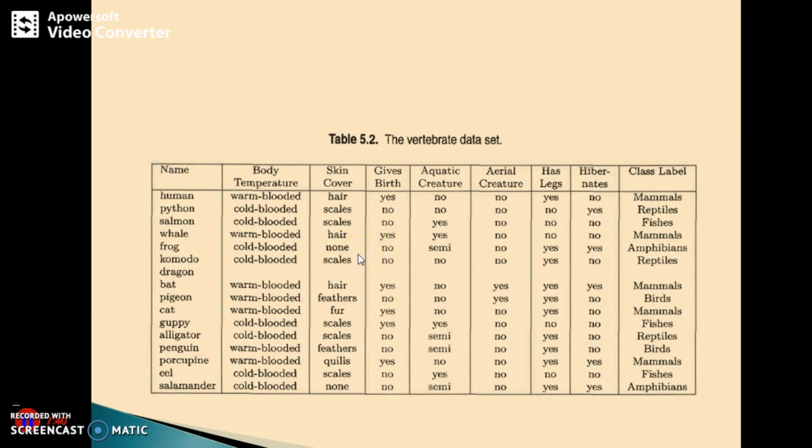What is the rule saying? If body temperature is warm-blooded, and aquatic creature is equal to yes, then it says that it is non-mammal. We'll see. Warm-blooded, aquatic creature is yes. Okay, it is saying that it is mammal. So my rule is saying it is non-mammal, right? Warm-blooded, aquatic creature no. Warm-blooded, semi, no. I don't have any record in the data set which says that body temperature is warm-blooded and aquatic creature is equal to yes, and classifies it as non-mammal.